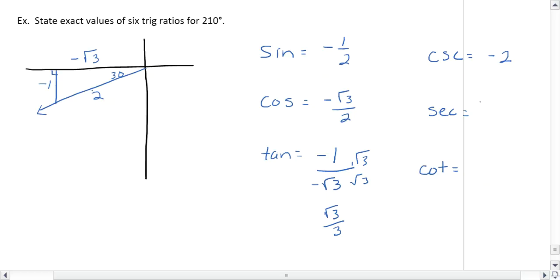For the secant, it would be negative 2 over square root 3, and then rationalizing that, negative 2 square root 3 over 3, and the cotangent, 3 over square root 3, and then rationalizing that, we would get 3 square root 3 over 3, which simplifies to just the square root of 3.